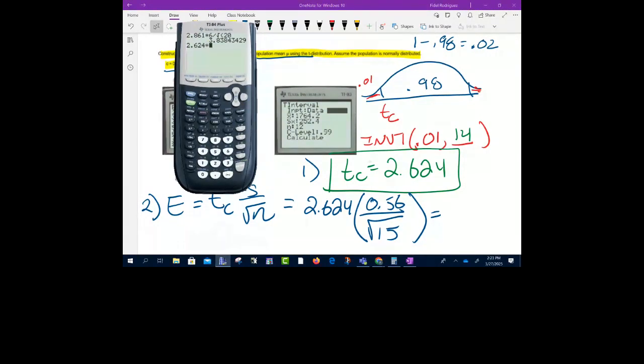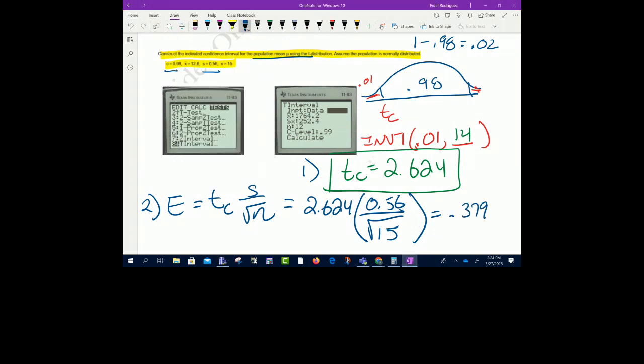2.624 times 0.56 divided by the square root of, what do we say, 15? Okay. And y'all, I'm going to go ahead and go to 3 decimal places here. Is anybody coming up with 0.379?